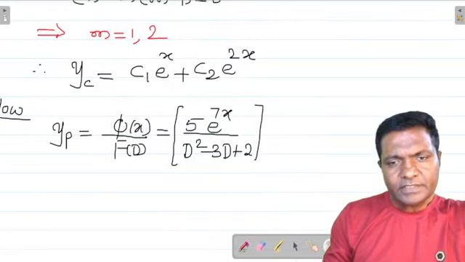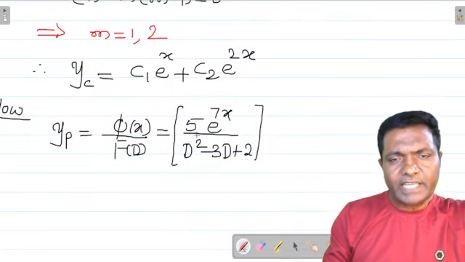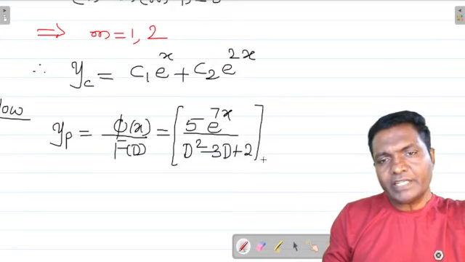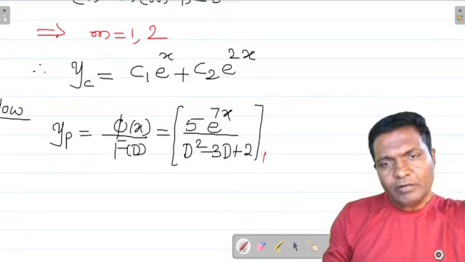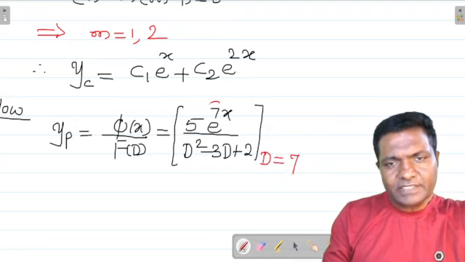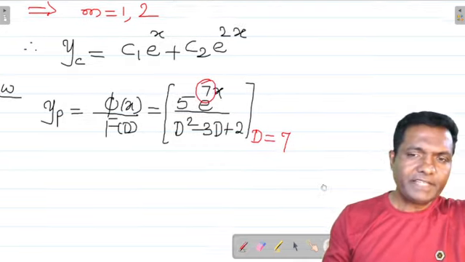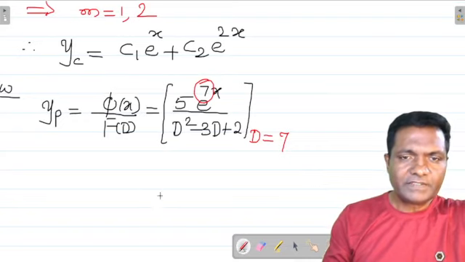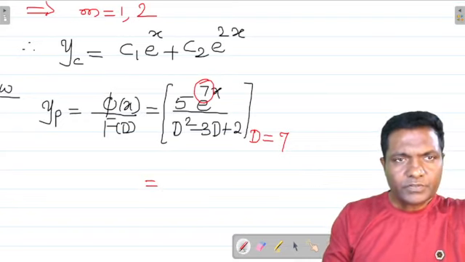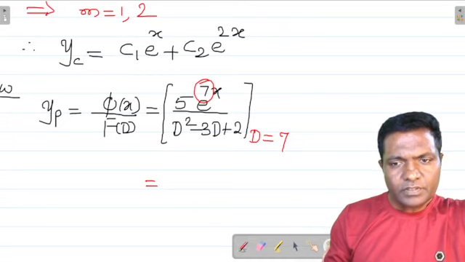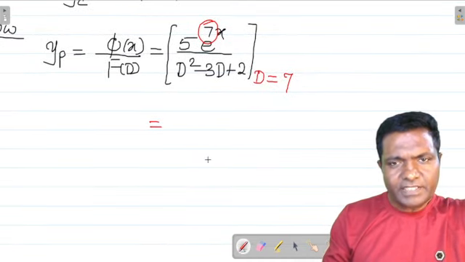Okay. Now see here, we have this e power ax form in the numerator. So you have to replace D with 7, because the function is e power 7x. So replace D equal to 7.